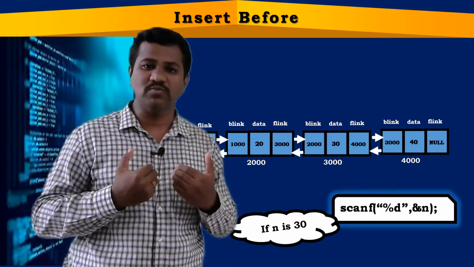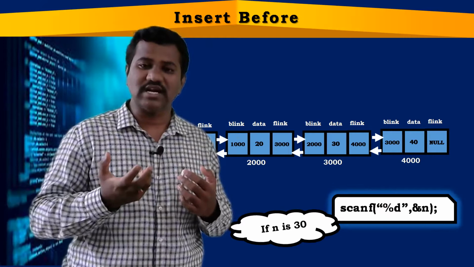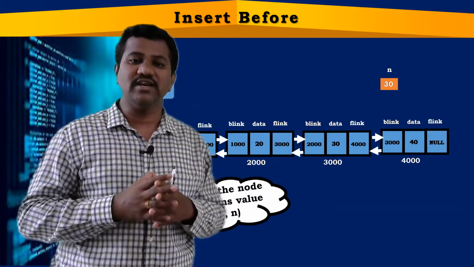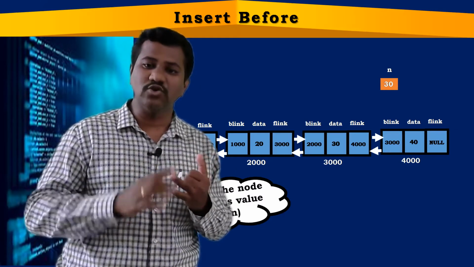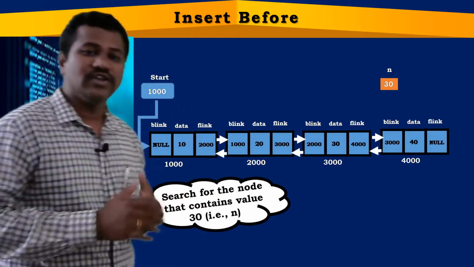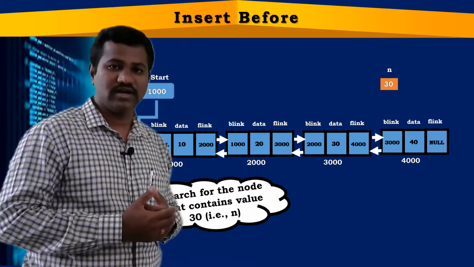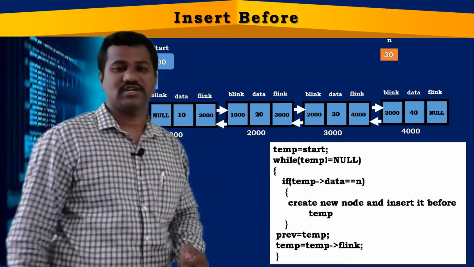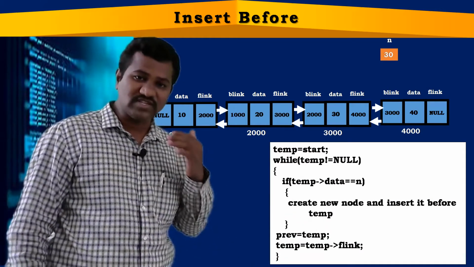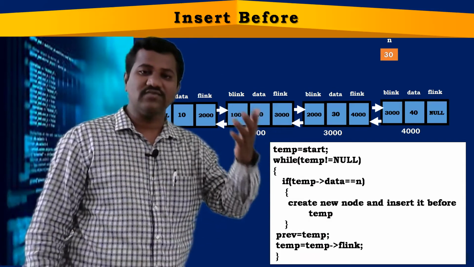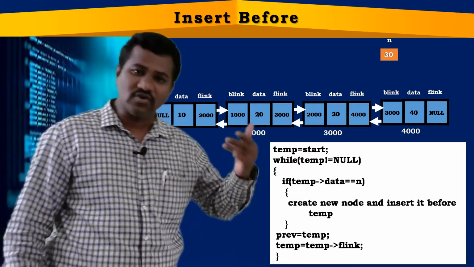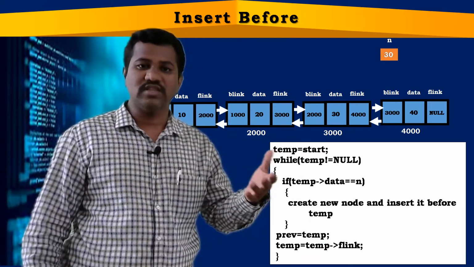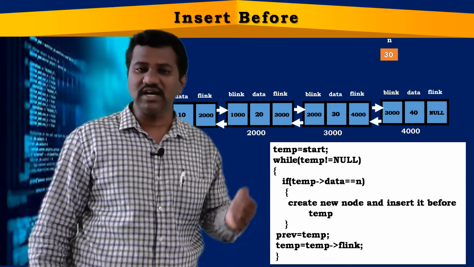Now our responsibility is that we need to check whether this 30 exists in the list or not. If 30 exists in the list, we need to create a new node and insert that new node before 30. In order to check whether this 30 exists in the list or not, we'll be going with this logic. We need to visit from the first node till the last node. If 30 is found before the last node, we need to insert before that 30. If 30 is not found even after reaching the last node, then we need to give a message that no node exists with that value.